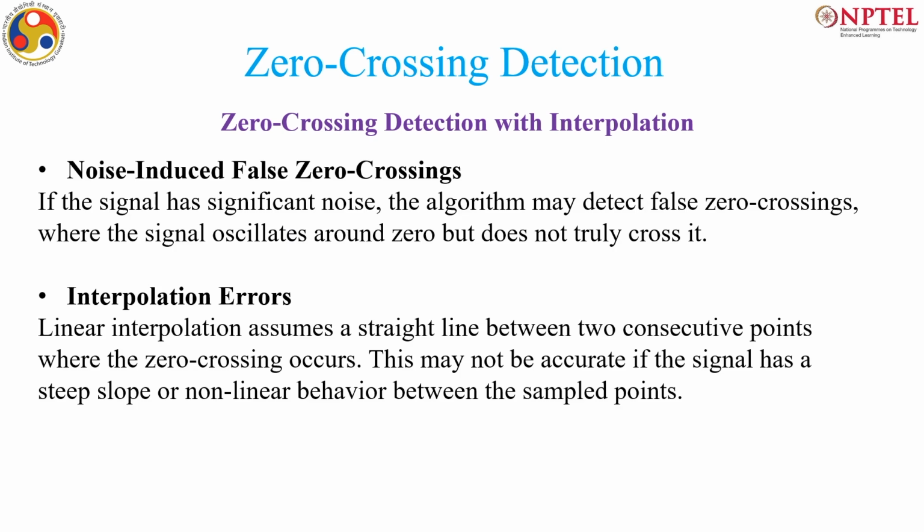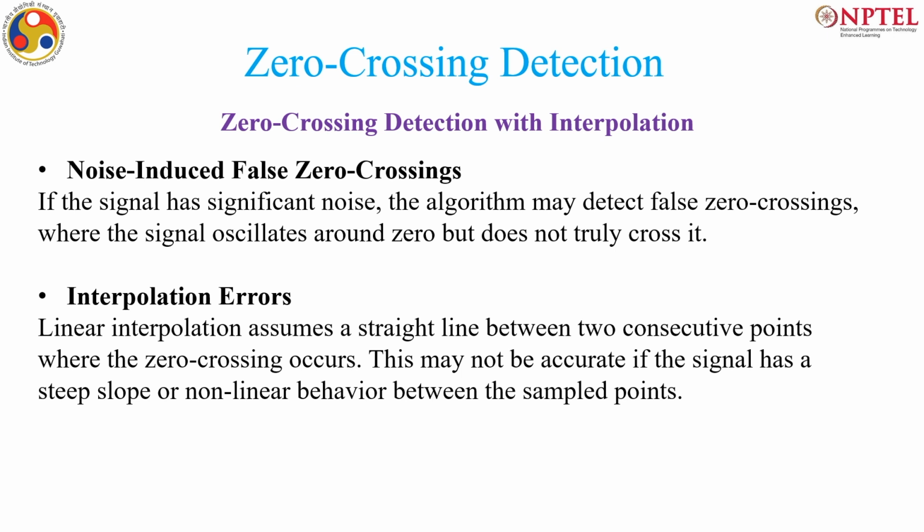Now, these two algorithms look pretty naive in nature and easy to understand, but there are some shortcomings, such as noise induced false zero crossing. As I said, there will be a lot of signals where the zero crossings may appear by the formula, but they are typically because of noise.